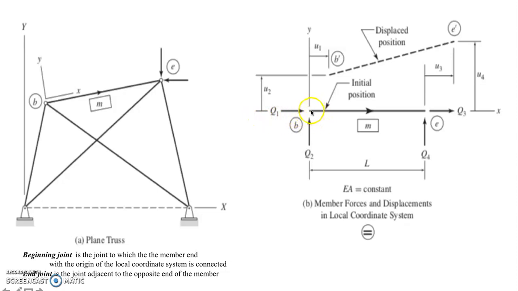The 2 member end displacements are along the x direction and along the y direction. We number first along the x direction, so that would be u sub 1, and this is u sub 2. This is at the beginning of the member. At the end of the member, there would be 2 member end displacements. Again we number along the x direction, so you have u sub 3, then along the y direction, this is u sub 4. So we have identified the 4 member end displacements in the local coordinate system for this member M.